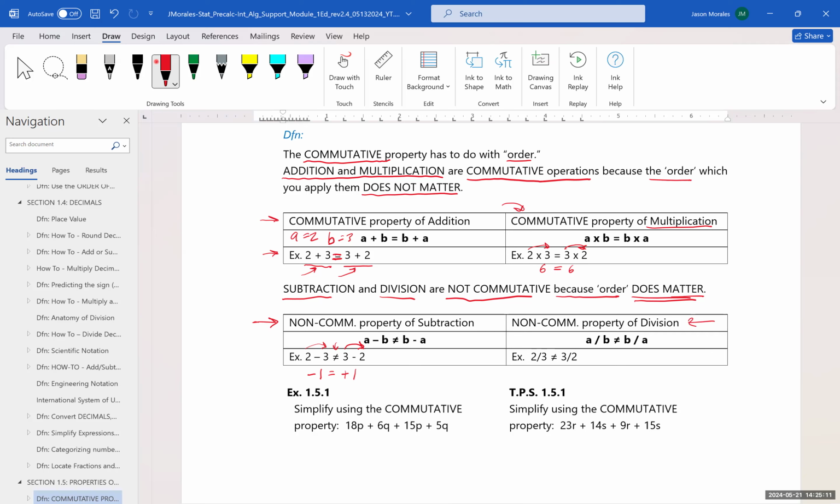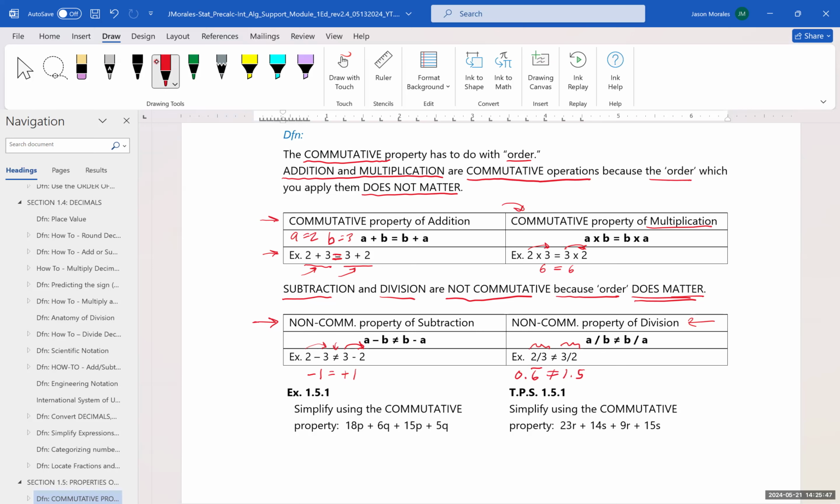Division is also non-commutative. So if we have 2 divided by 3, and then we have 3 divided by 2, those are two different answers. I'll give this in decimal form. 2 thirds will give a decimal of 0.6 repeating, and 3 halves will just be 1.5. Those two are not the same. So division is also not commutative.